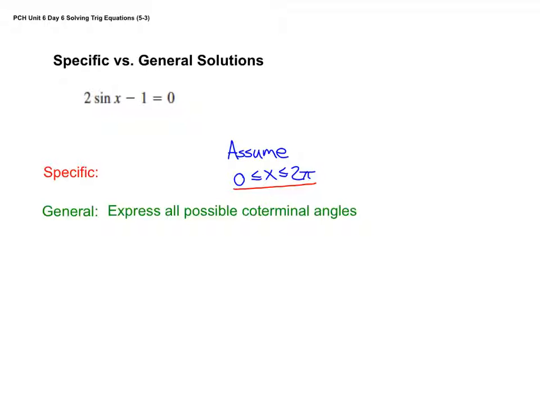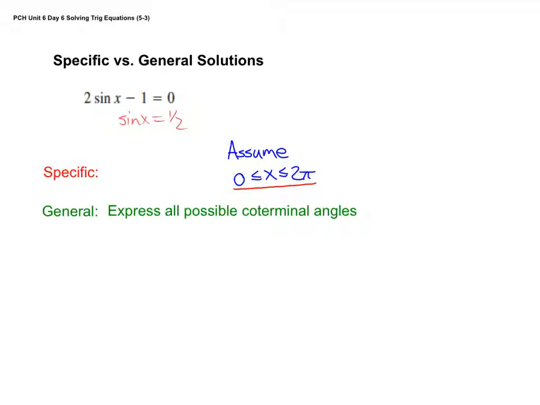So let's start with a simple one. We have 2 sine of x minus 1 equals 0. Would this be linear or quadratic form? It's linear. Sine is just to the first power. So we're going to get the sine by itself, and that's relatively simple here. We add 1 and divide by 2, and we get sine of x equal to 1/2.